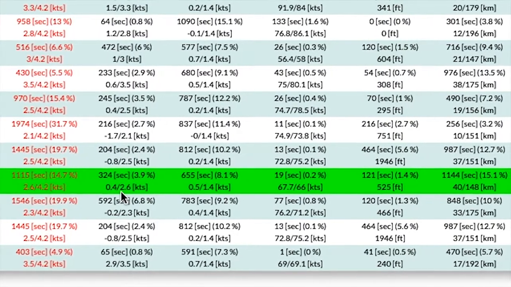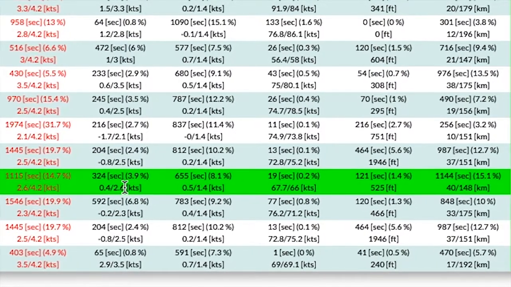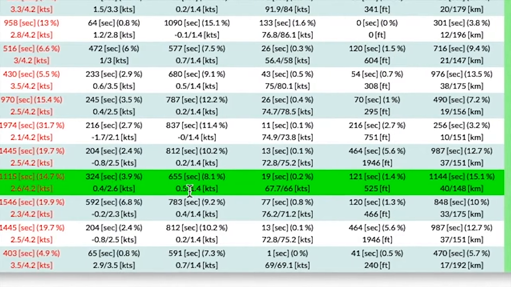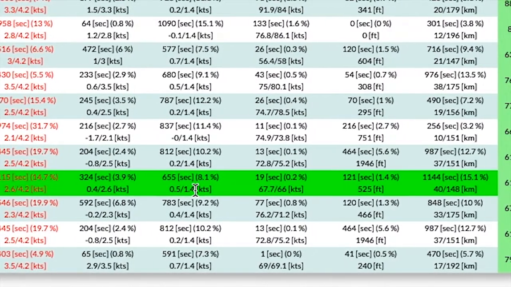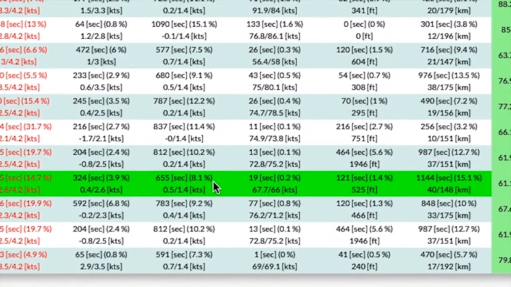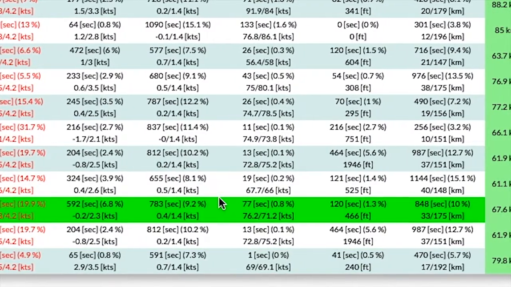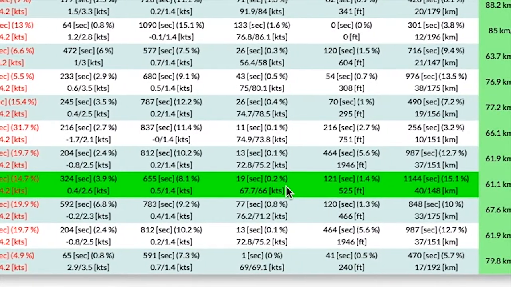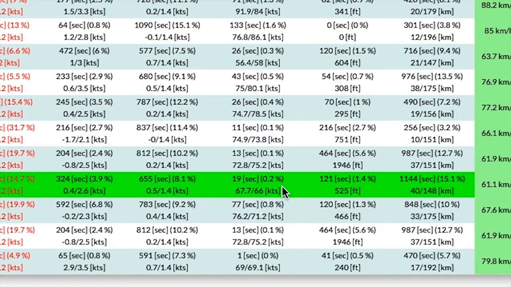Lost due to attempts. We thought that was bad. It's not that bad. 3%, about the same as the start, 3.94%. 8.1% lost due to poor final glide. Certainly not as bad as some. 19 seconds lost due to incorrect speed to fly, so my speed to fly is good. Lost due to high finish, 121 seconds, not a great deal, 1.4%.